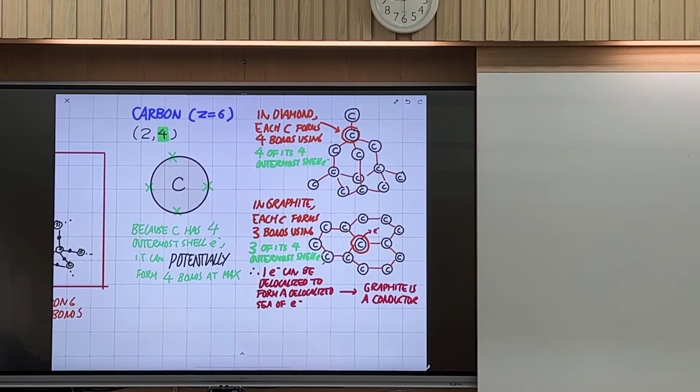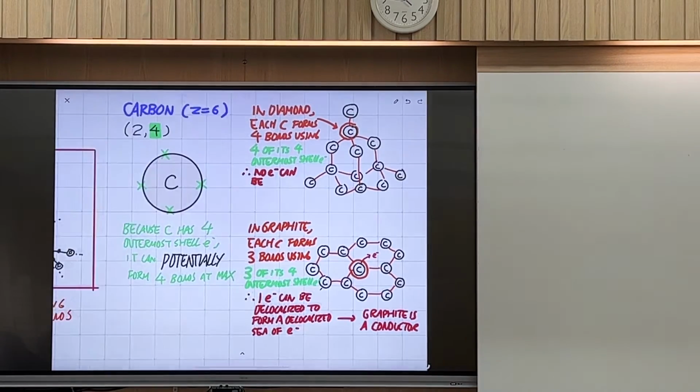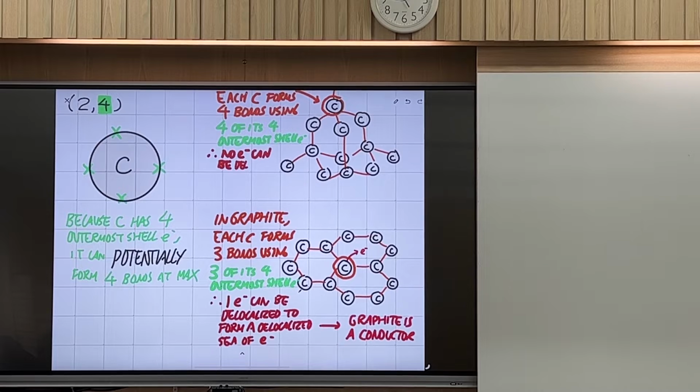In diamond, are there any spare electrons? Are there any unused electrons in diamond? No, because carbon, like I said, has used up 4 of its 4 outermost shell electrons. So therefore, you can put down: no electron can be delocalized. So what can we say about diamond? Is diamond a conductor or an insulator? It is an insulator. No electron can be delocalized, and therefore we say diamond cannot conduct electricity. So diamond is an insulator.